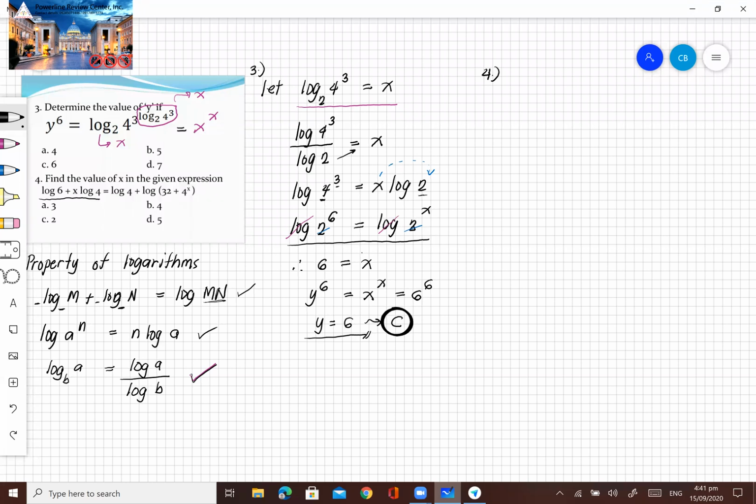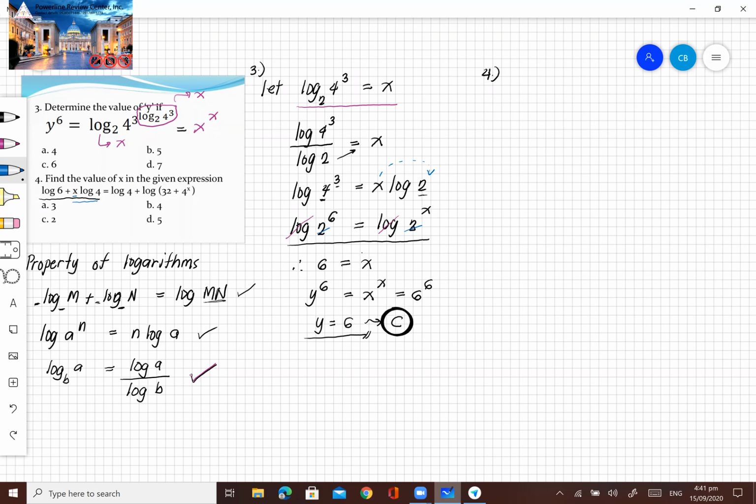Kailangan parehas yan ng coefficient. Pag walang nakalagay na coefficient dyan, that is automatic 1. Okay? Pero doon sa ating problem, doon sa ating x log of 4, we have a coefficient of x. So, hindi natin pwede sila agad pagsamahin unless matanggal natin doon sino? X. Paano natin tatanggalin yung x doon?